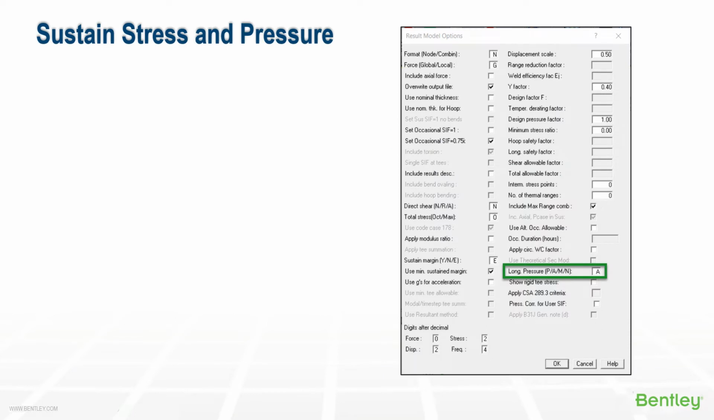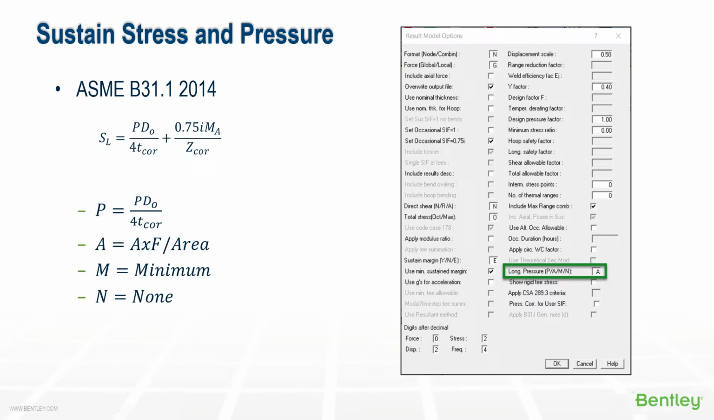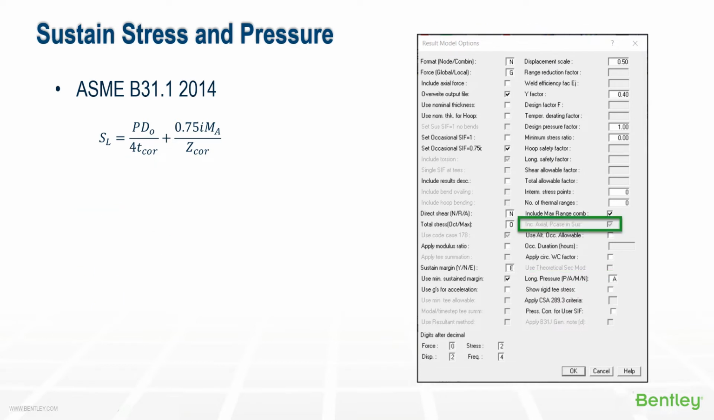Let us consider the sustained stress for B31.1 2014. The equation contains two terms. One is the bending due to weight, and the other is the longitudinal pressure, and is similar to the term we saw previously. From the results model options, this longitudinal pressure term can be changed in line depending on the code. Another pressure effect can be added to the sustained stress equation.